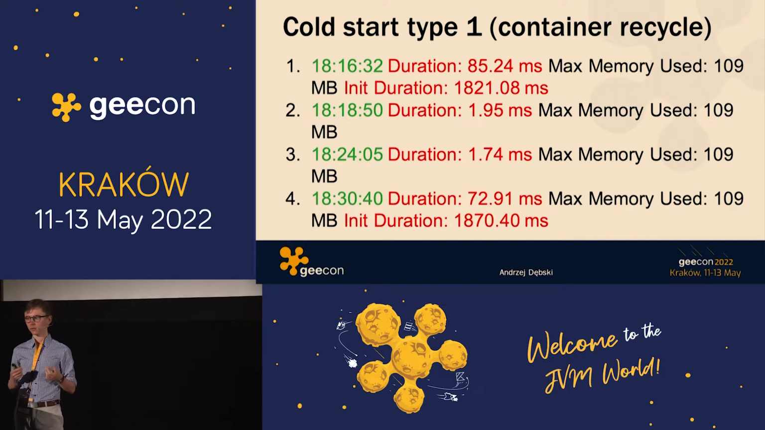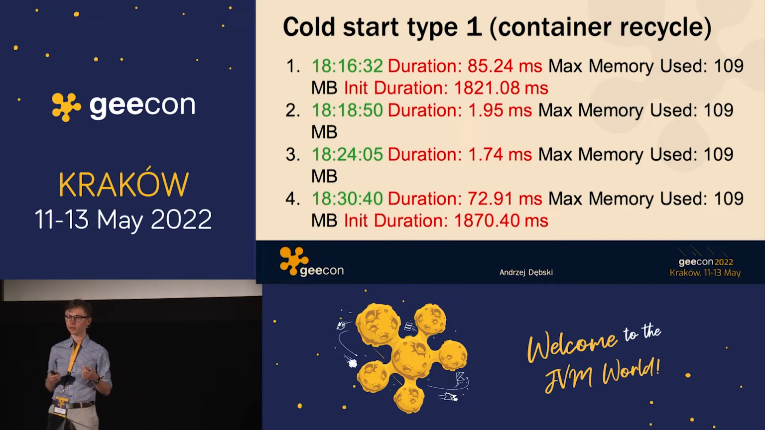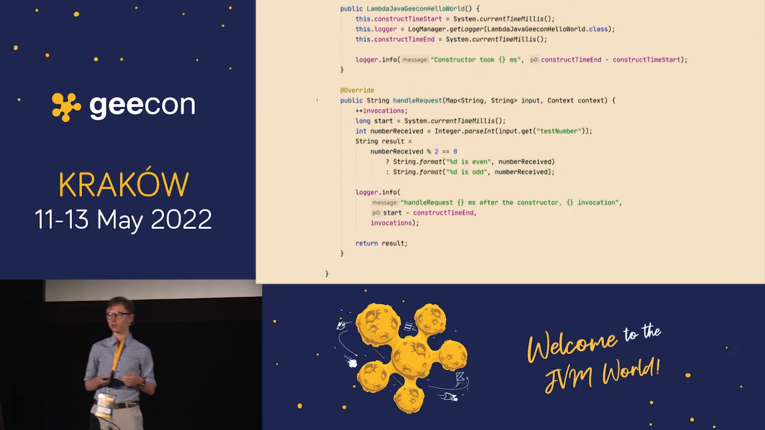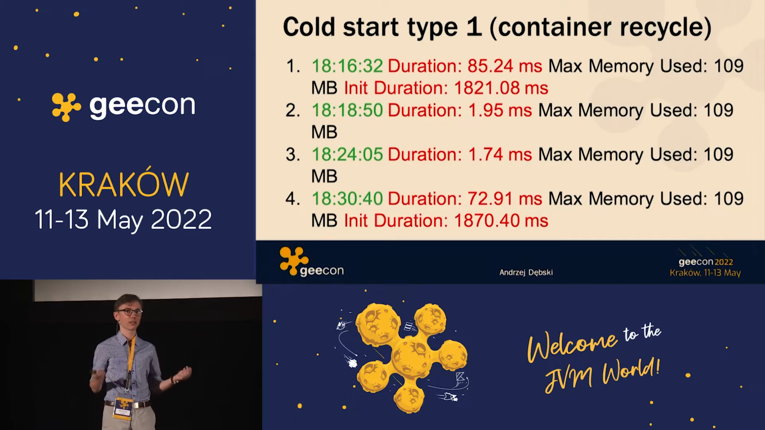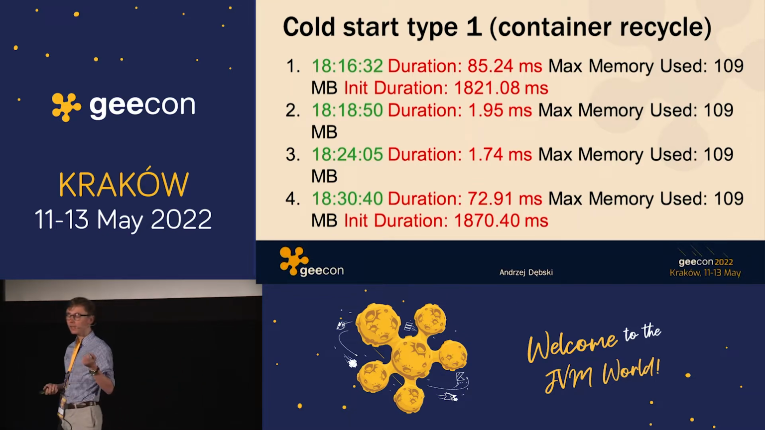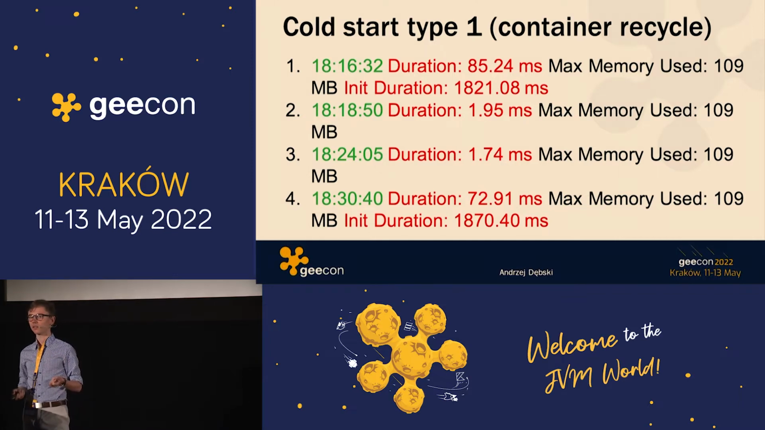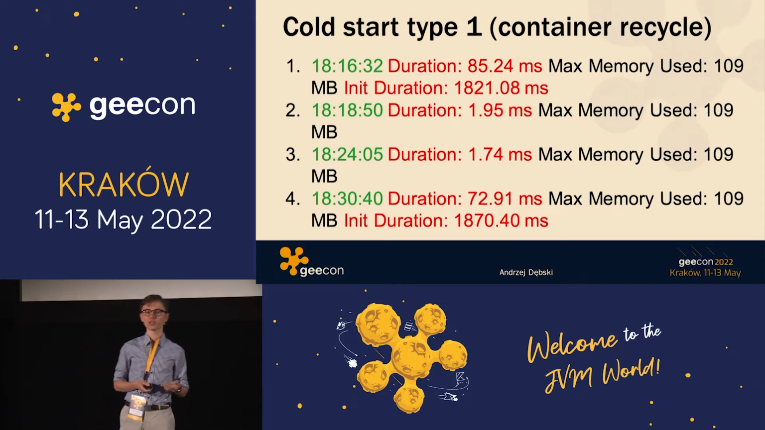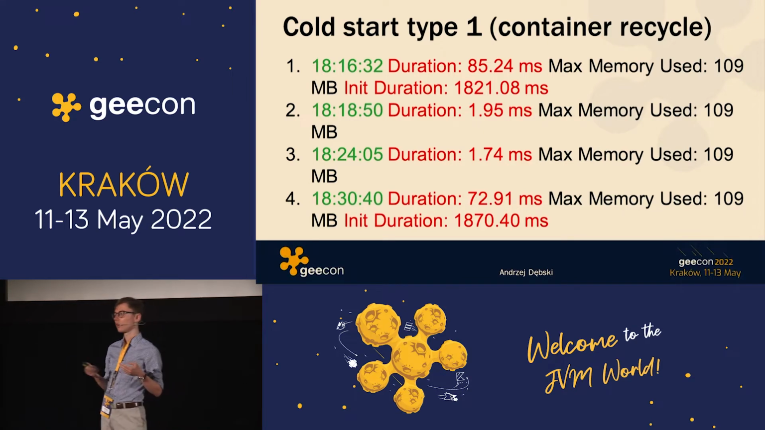The first request that I did to the Lambda, the duration is 85 milliseconds. And this is the duration of our business logic, the handleRequest time. And 85 milliseconds, you may think, oh, that's reasonably low. We can live with that. But the init duration is almost 2 seconds. So even if your handler is super fast, the initialization may take a lot longer, like one order of magnitude more time. And from the point of view of your client, the request took almost 2 seconds.